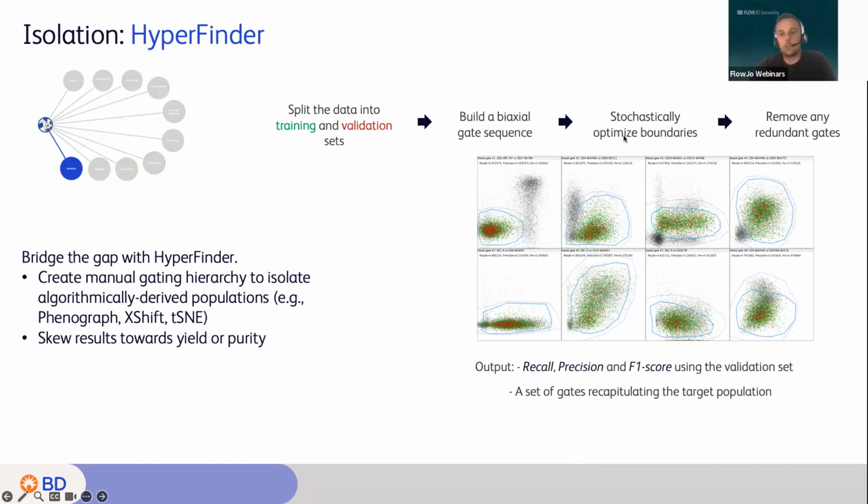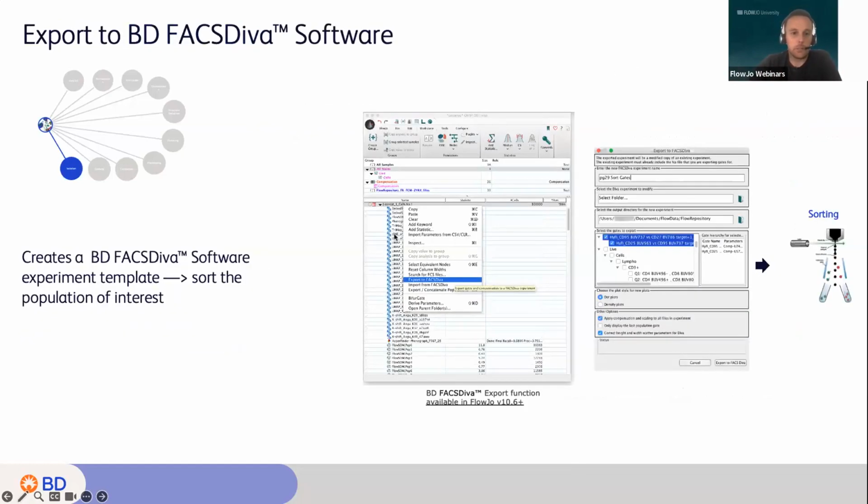It's going to give you an output in FlowJo with a series of 2D gates, and because FlowJo is part of BD, you're going to be able to export this HyperFinder path directly to FACSDiva. If you have a Discovery S8, so you're using Chorus, now you can also import your FlowJo workspace directly into Chorus, and you will find all the gates automatically.